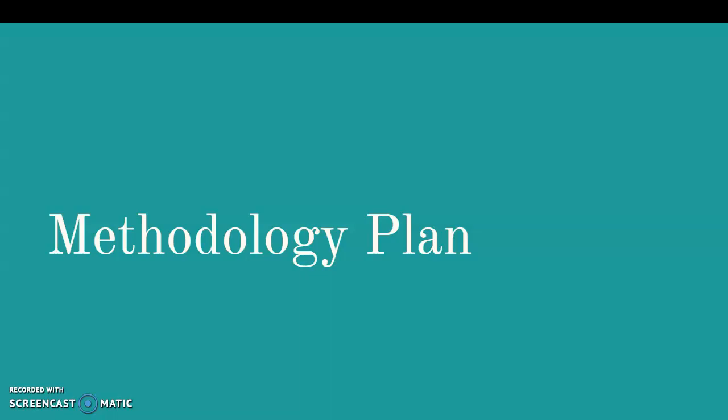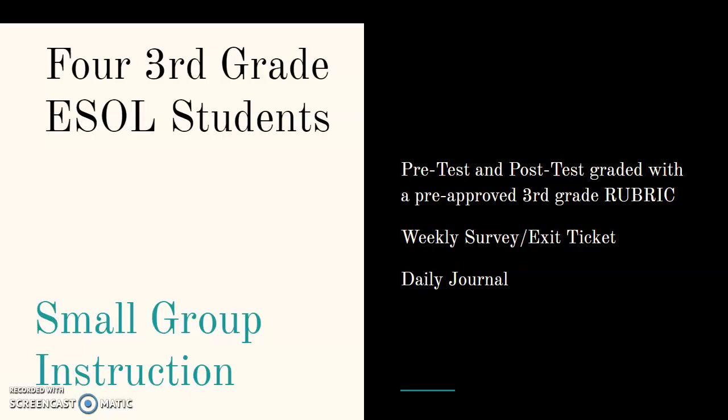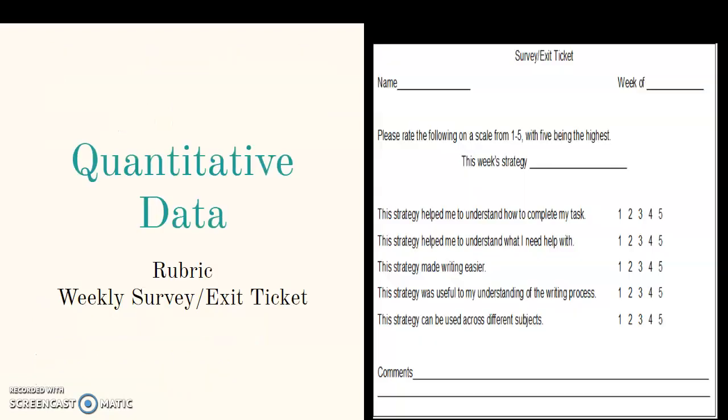My methodology plan. So first off, I provided my instruction in small group. There were 4 third grade ESOL students. There was a pre-test and post-test that was graded with a pre-approved third grade writing rubric. There were weekly surveys / exit tickets. And for my qualitative data, there was a daily journal.